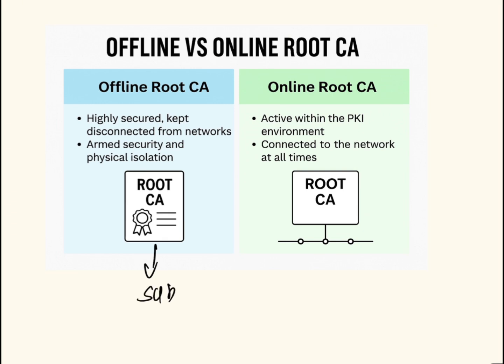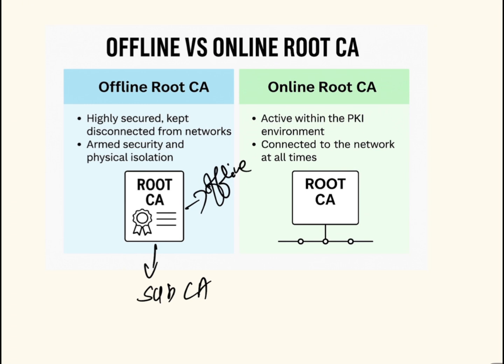Under that root CA, we have sub CA. If we talk about hierarchy, this is always offline, right? It is not connected to the network. It is completely physically isolated. But if we talk about hierarchy, on top of this hierarchy is root CA and then sub CA. Sub CA is online and responsible for day-to-day certificate issuance.